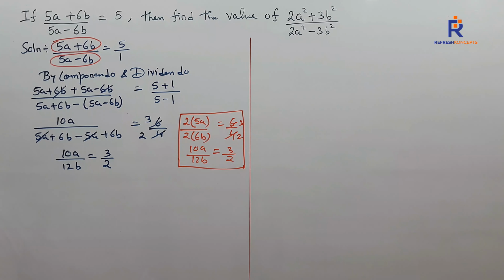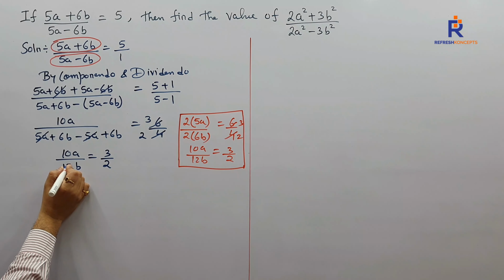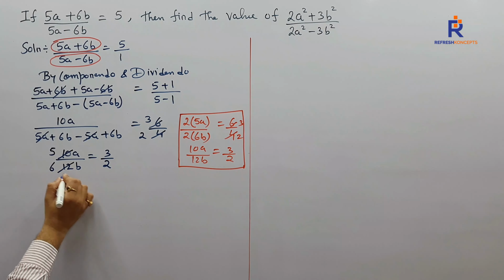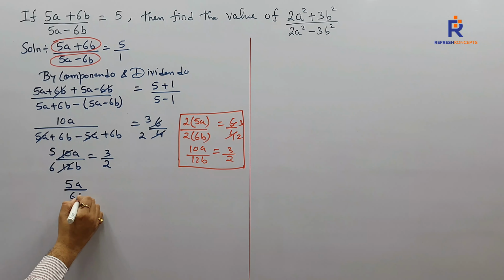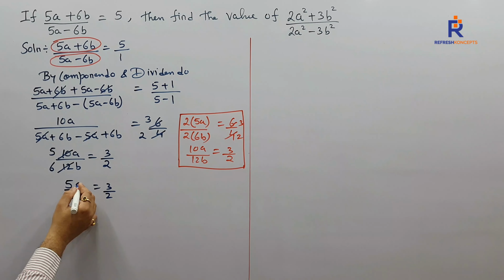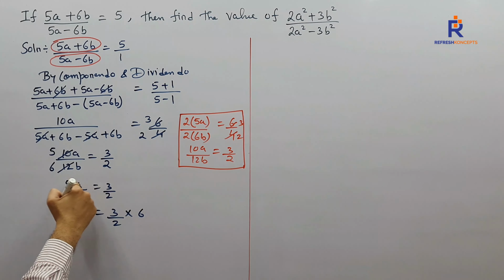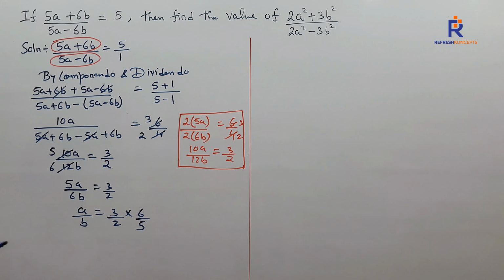Still, there are many who are thinking, sir, should we not reduce this? You should. 2 5s are 10, 2 6s are 12. So ultimately, I'm left with 5a by 6b as 3 by 2. I am now wanting a by b. So can I say a by b is 3 by 2 into 6 by 5? Why? Because you wanted the ratio. 2 1s are 2, 3 times. Anything further getting cancelled? No. So my a by b is equal to 3 3s are 9 by 5. My a by b is 9 by 5.